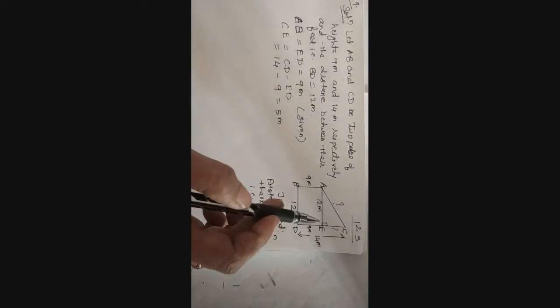Now we use Pythagoras theorem in right angle triangle AEC. AE square plus CE square is equal to AC square. We have AE as 12 meter and CE we just found. CE is how much? 5 meter. Put the value, solve, and 144 plus 25 is equal to 169. So AC will be, AC is what now?